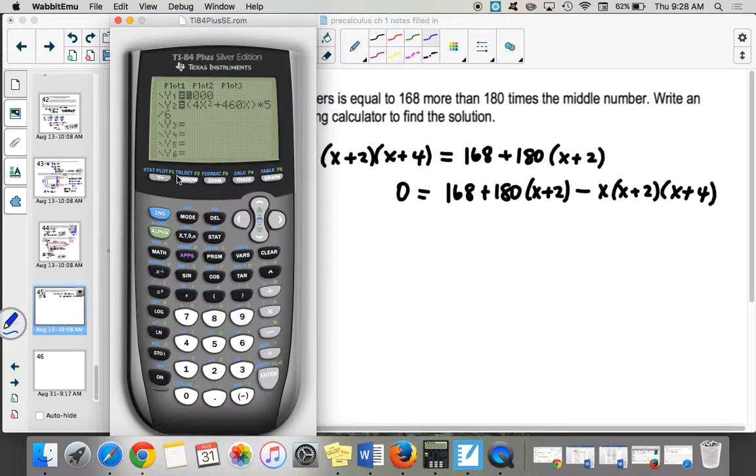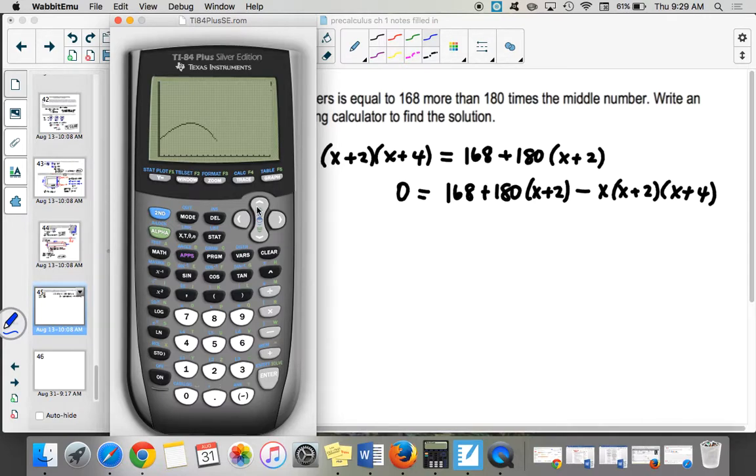So on our y equal, we're just going to do y1, not y1 and y2. And we're going to put in a lot of stuff. So 168 minus, or no, plus, sorry, 180 times x plus 2. Don't you feel super nerdy when you're like typing all this stuff in your calculator? All right, and we can hit graph.